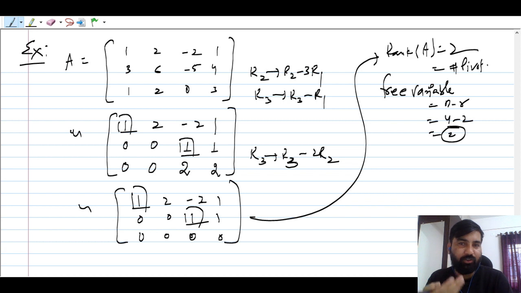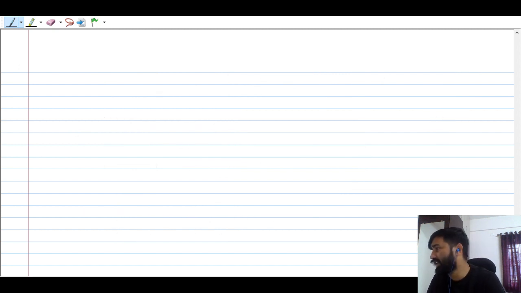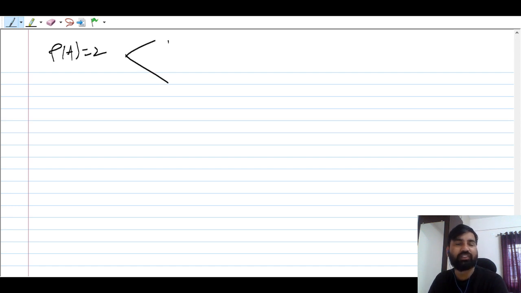Why I'm talking about rank and number of pivots is that I never talk about rank in terms of number of rows or number of columns. I always talk about how many pivots there are. So you will see there are two rows which have a pivot, and there are two columns which have a pivot. So if you know the rank of the matrix A is 2, you can say that the row rank equals 2 and the column rank is also 2.